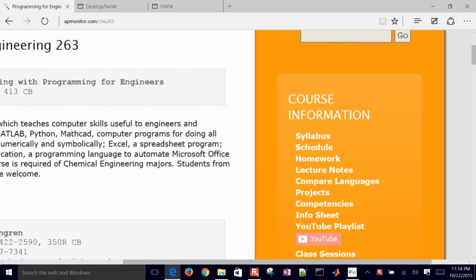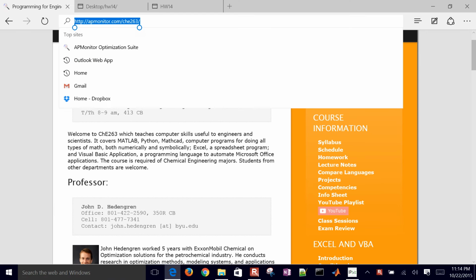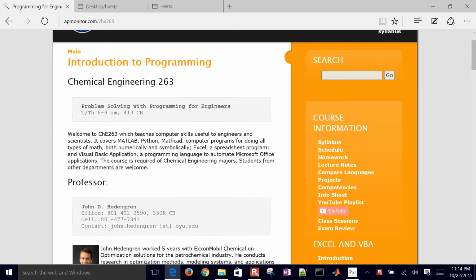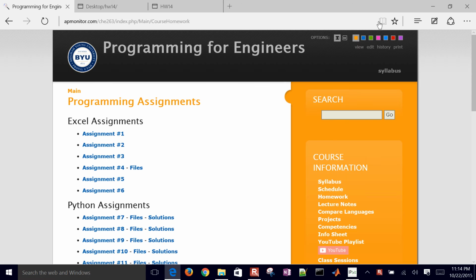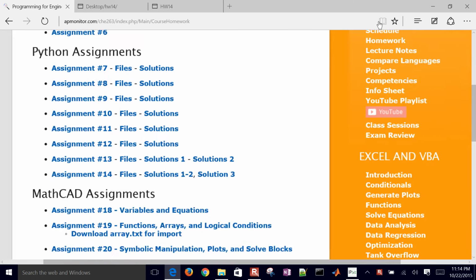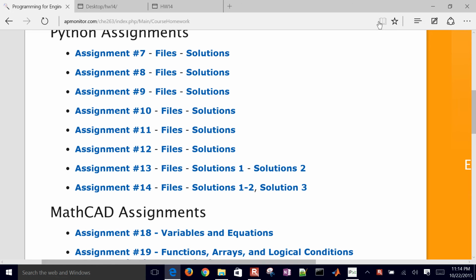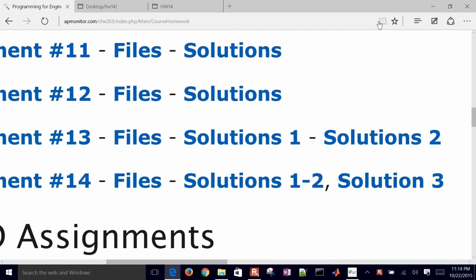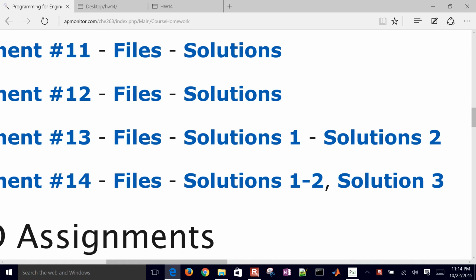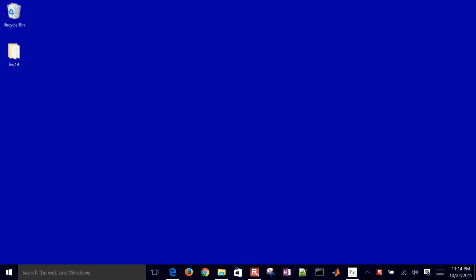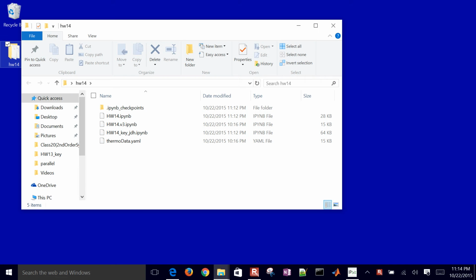So if you come to the course website, APMonitor.com/CHE263, and then come here on the right to the homework under course information, and then go down to assignment number 14. There you'll see a PDF on the first link, and then you see files. Go ahead and just download that. It'll download homework 14.zip. And then you can extract that onto your desktop. Okay, so there it is.